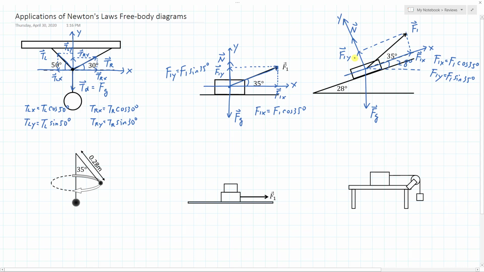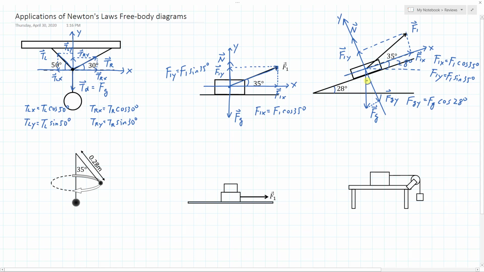And the normal force is along the y direction. And now we need to do the gravity. Gravity is no longer along the y-axis. It used to be typically along a vertical y-axis, but now the y-axis is no longer vertical. So gravity needs to be decomposed. This component is FGY. So FGY is FG cosine, now it's the inclined plane's angle, 28 degrees. Alright, so 28 degrees, 28 degrees.